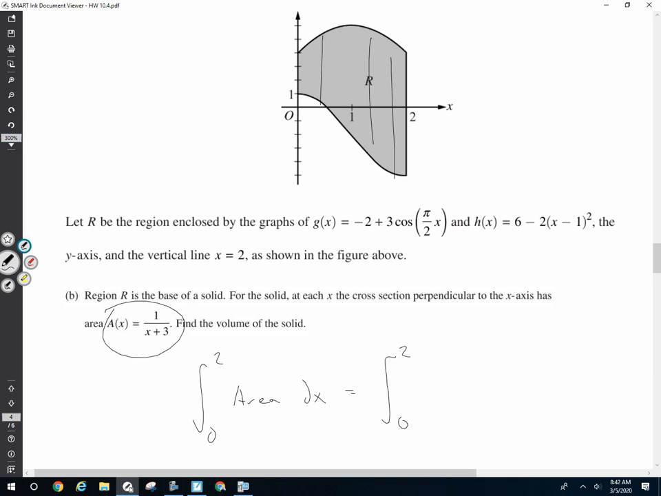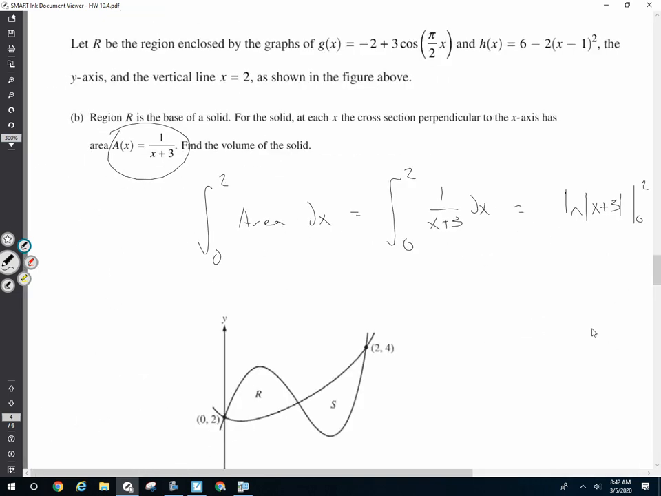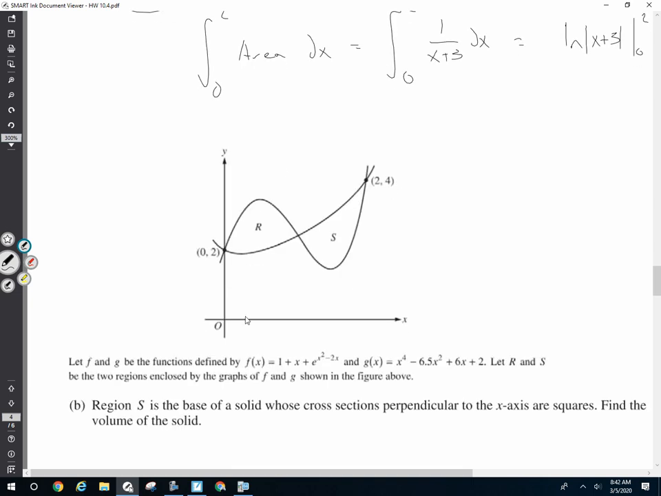If this was a calculator problem, you could do it. If this wasn't a calculator problem, you could also do this, because you know the antiderivative of 1 over x plus 3 is log absolute value of x plus 3. And you plug in 0 and 2, and you get log 5 minus log 3, or log 5/3, because you know log rules. And that's it. They try to trick you up there, but don't get tricked up.